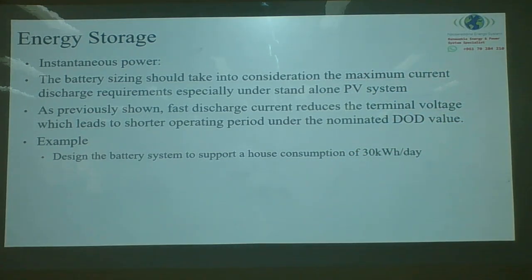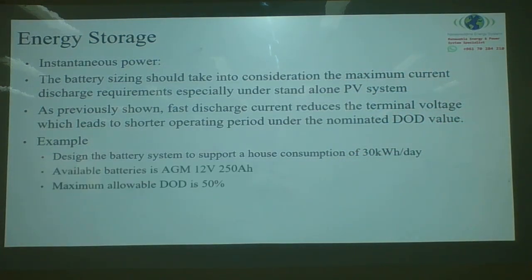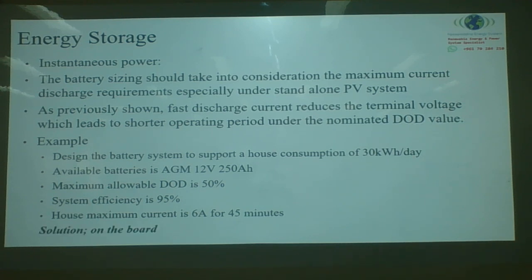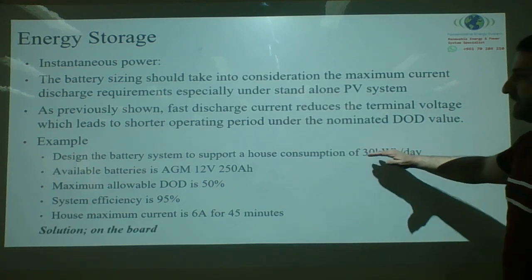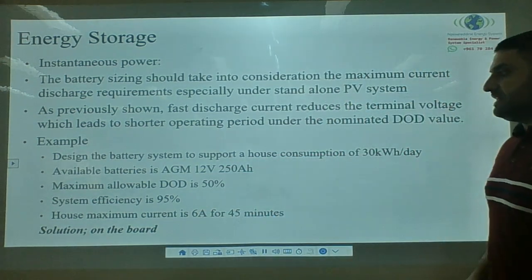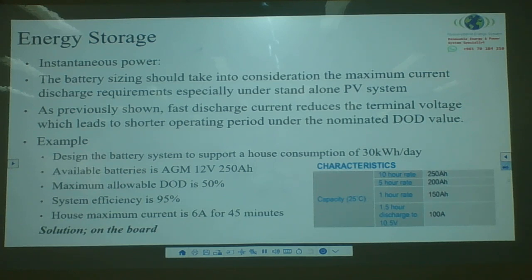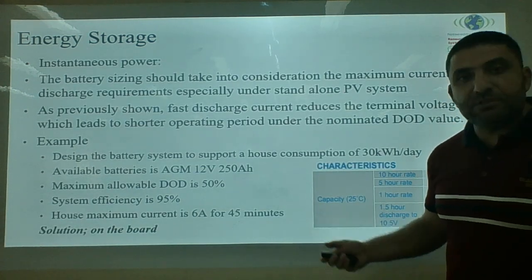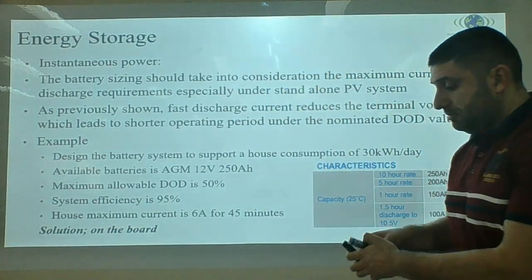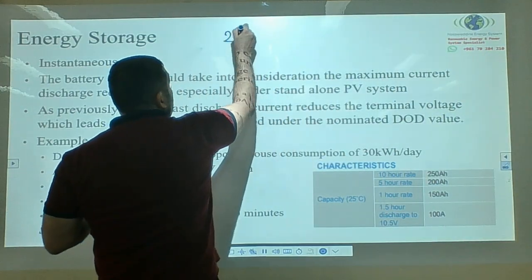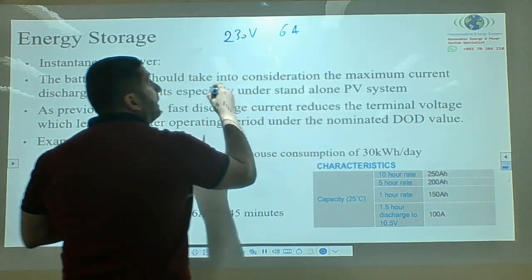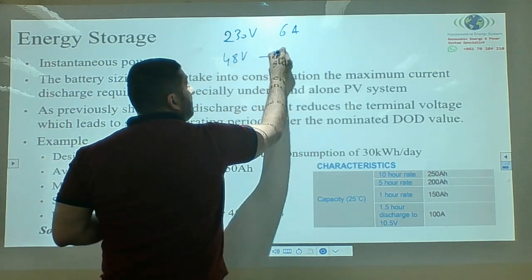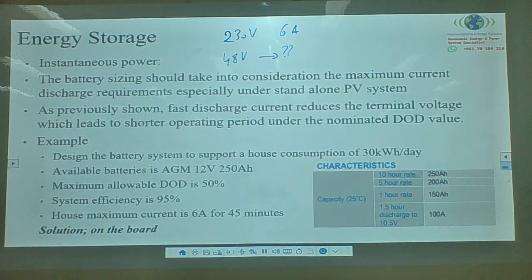Let's do an example. Design the battery system to support the house consumption under these conditions. So what do I have? I have the same system. House current is 6 amp. What do I mean by 6 amp? This is the maximum house current. I have 230 volt at 6 amp. I need to make sure that at 48 volt, what will be the current?